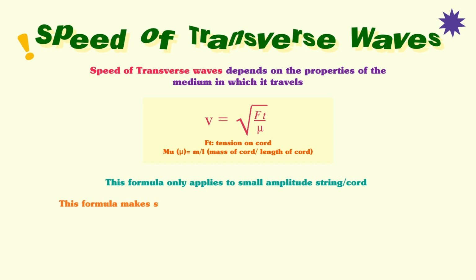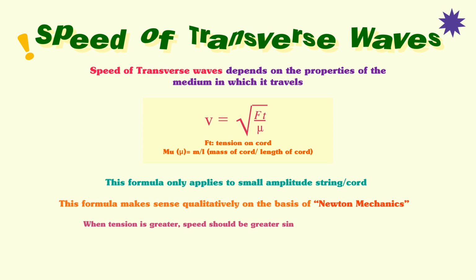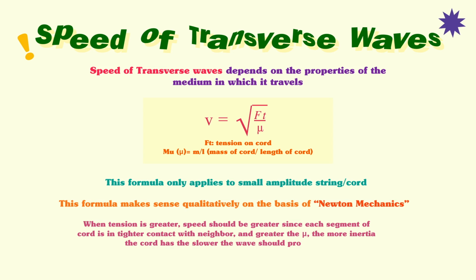This formula makes sense qualitatively on the basis of Newtonian mechanics, which states that when tension is greater, speed should be greater since each segment of cord is in tighter contact with its neighbor, and the greater the mu, the more inertia the cord has, the slower the wave should propagate.